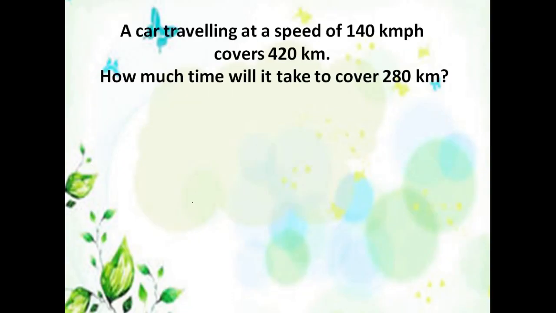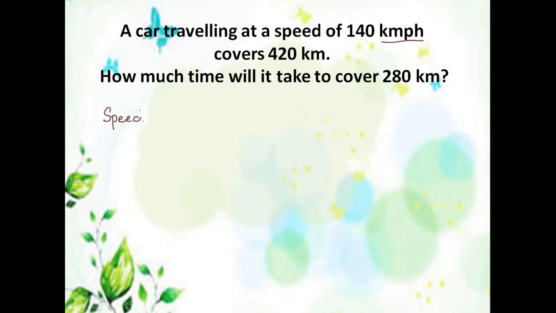A car is traveling at a speed of 140 km per hour covering 420 km. How much time will it take to cover 280 km? 140 km per hour means the car is traveling 140 km in 1 hour. To solve this problem, let's learn one formula related to speed, distance and time.